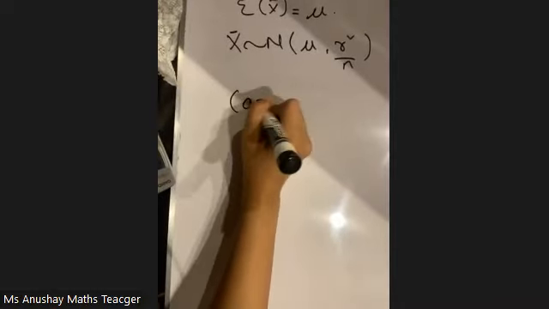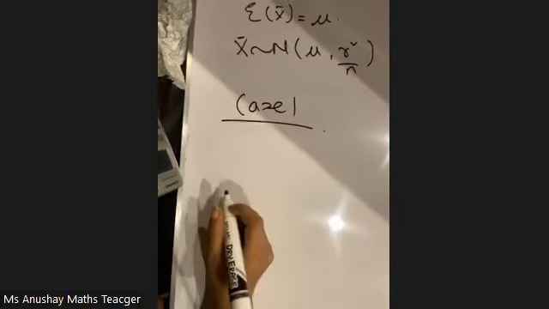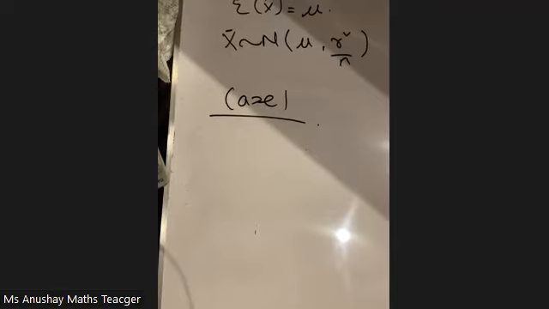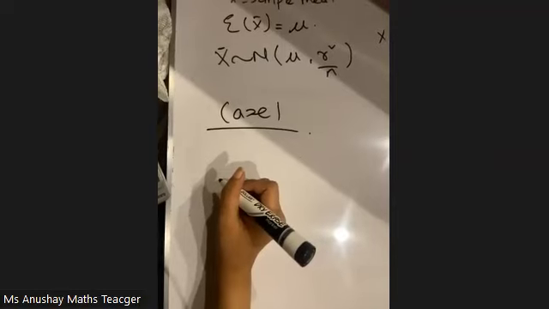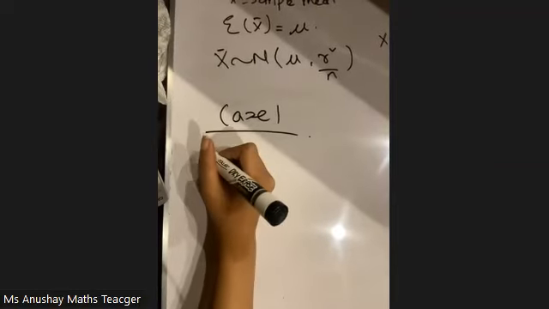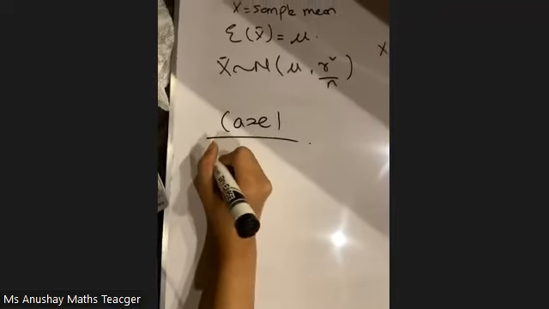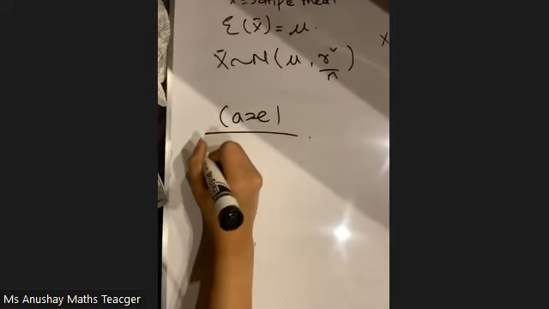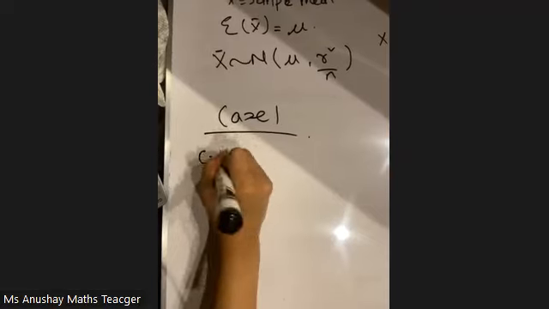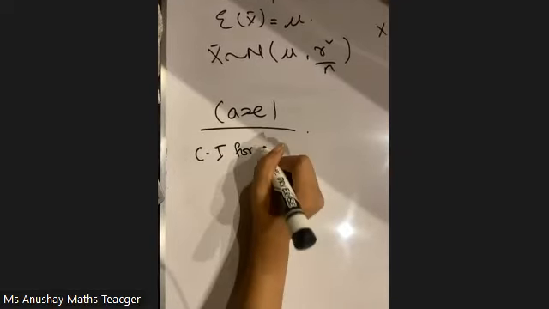All right, and we're going to do case 1 now. Just give me one second so I can copy down the formula. Okay, let's do case 1. Case 1 is for the confidence interval for mu.